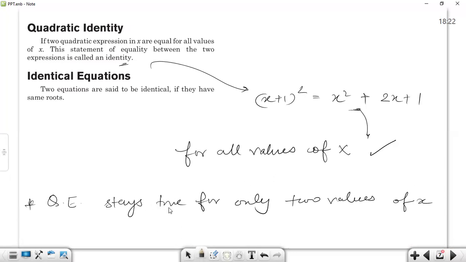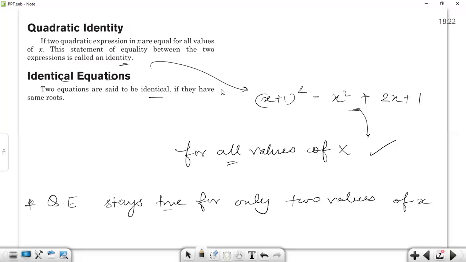Yes, sir. Quadratic equation stays true. Stays true means when we put those two particular values of x which are its roots, then only it is going to satisfy. And for any value of x, the identity will stay true. You can put x equals 0 or any real number, it will be true, and even for imaginary, complex numbers.